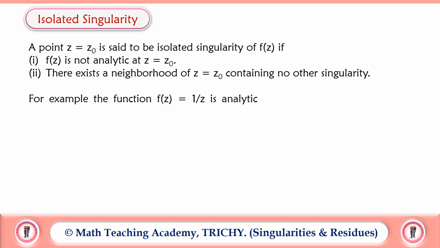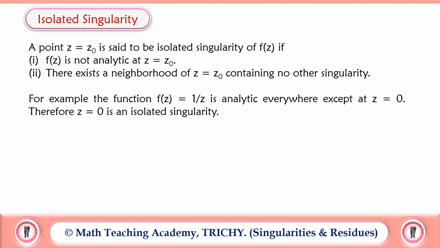For example, the function f(z) = 1/z is analytic everywhere except at the point z = 0. Therefore, z = 0 is an isolated singularity, because if we put z = 0 in the function f(z), then what you will get is 1/0, which becomes infinity. So we cannot define the function f(z) at the particular point z = 0. Therefore, this type of singularity is called an isolated singularity.